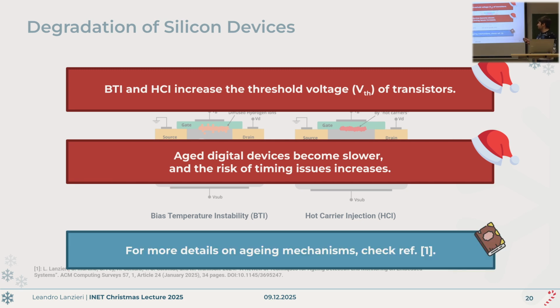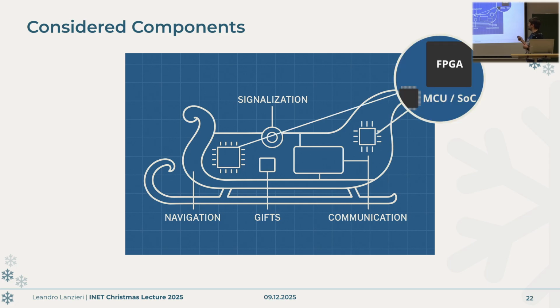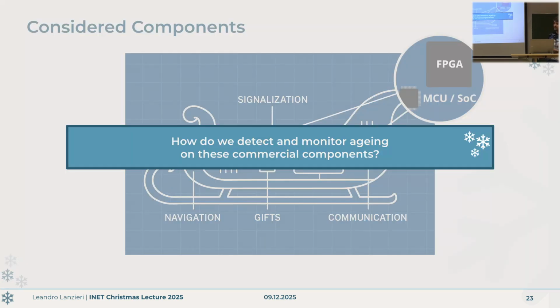With this in mind, we are going to focus today's talk mainly on the communication, navigation, and gift subsystems of the Sleigh. That means we're going to look at the FPGAs and the microcontrollers that deal with those systems. The big question here is, how do we actually detect and monitor aging on these devices without changing them? I mean, these are components off the shelf, and we just buy them, we don't modify them.